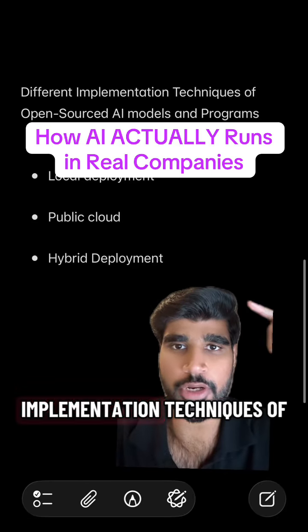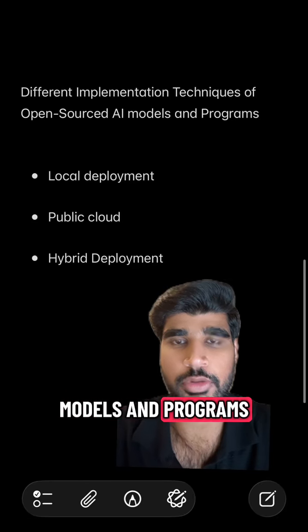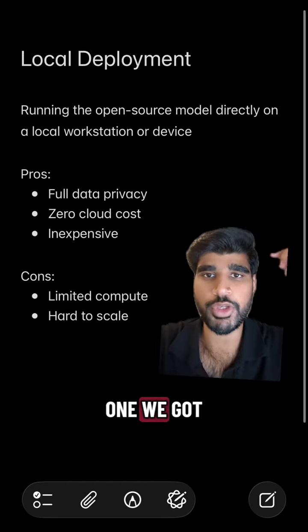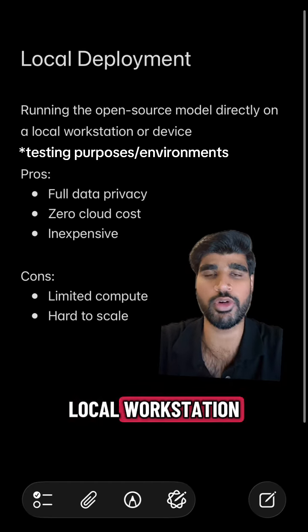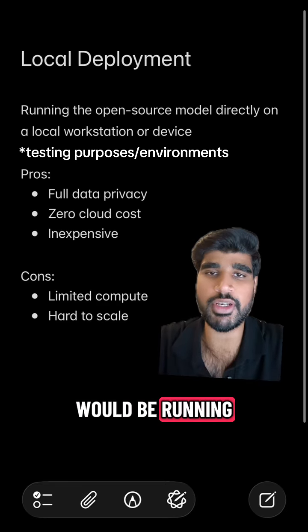Let's talk about the three different implementation techniques of open source AI models and programs that companies like to use. For the first one, we got local deployment. Local deployment is when you run the open source model or software directly on a local workstation or device. An example of this would be running it on your laptop.